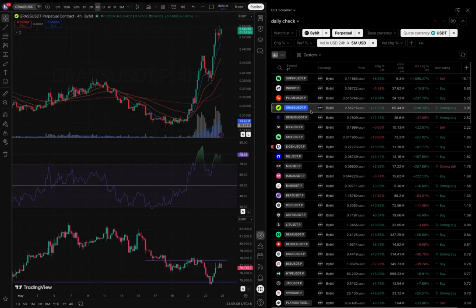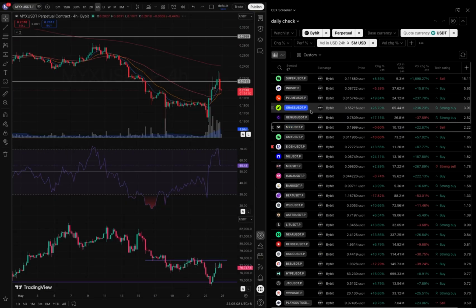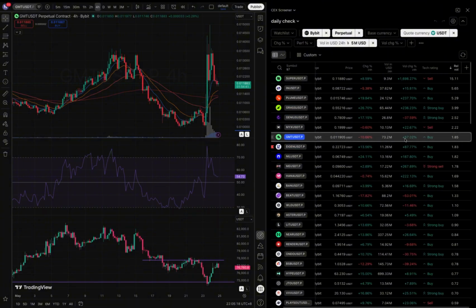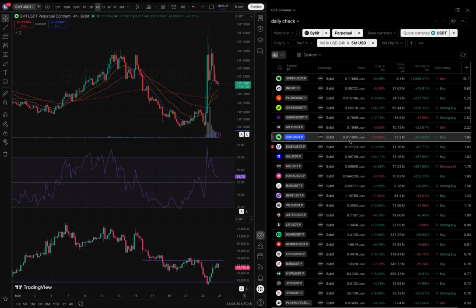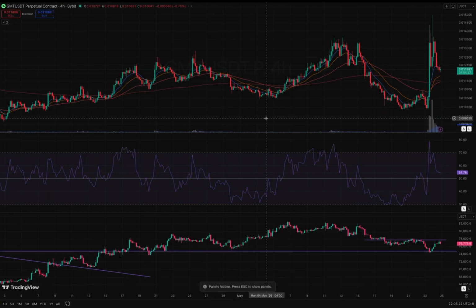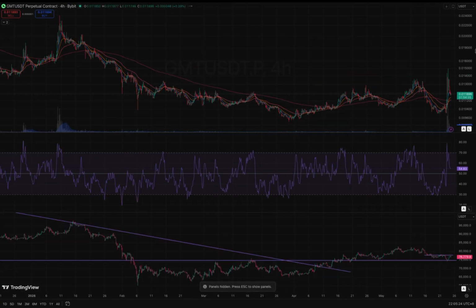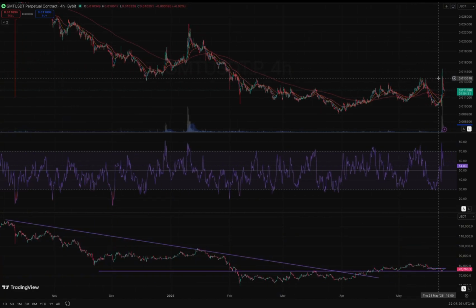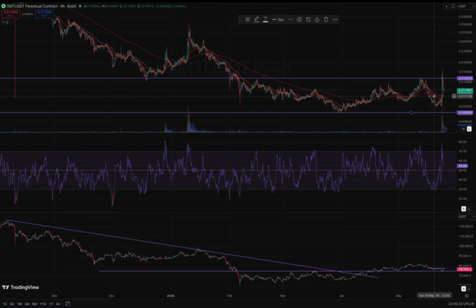So check the markets for any move. Yep, this guy is green. GMT, 73 million volume. I don't know what this is, but I think it's gonna pop. I think it's gonna pop higher. So this is highs and lows and all that, right?